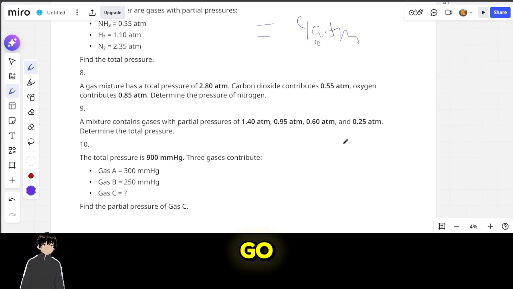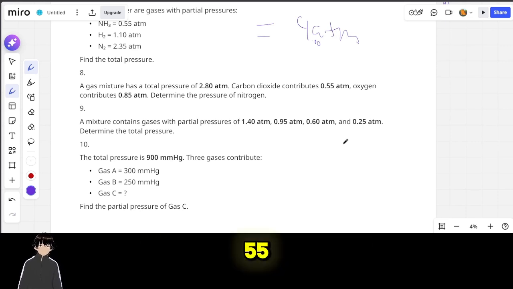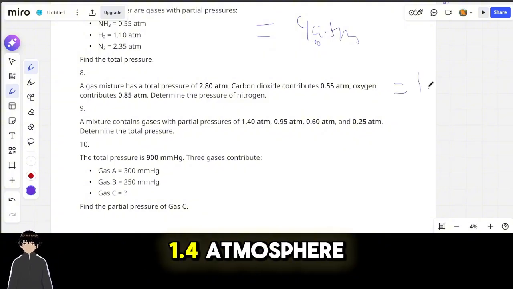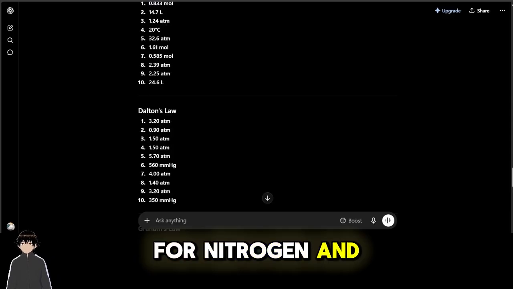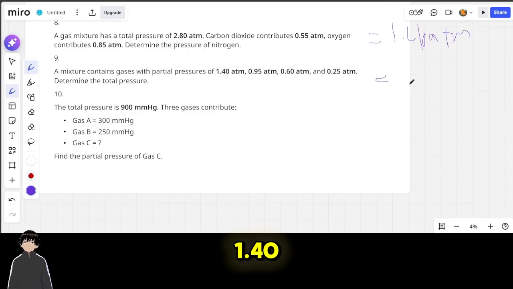And then we have this, a gas mixture with a total. So you just have to go 2.80 minus 0.55 minus 0.85. And that's going to equal 1.4 atmospheres for nitrogen. Yeah, 1.40.